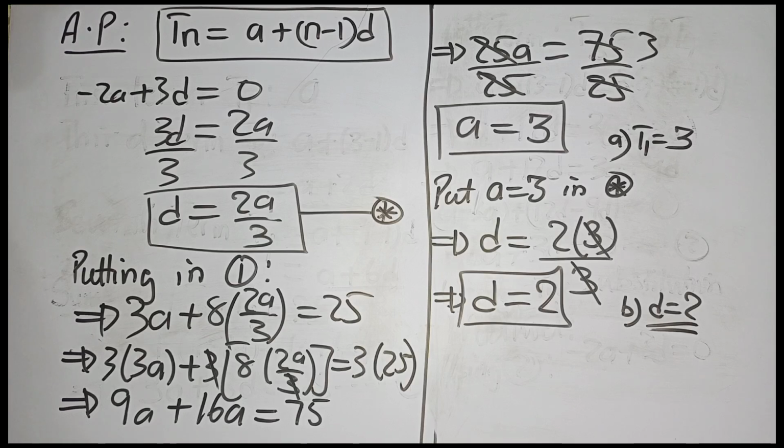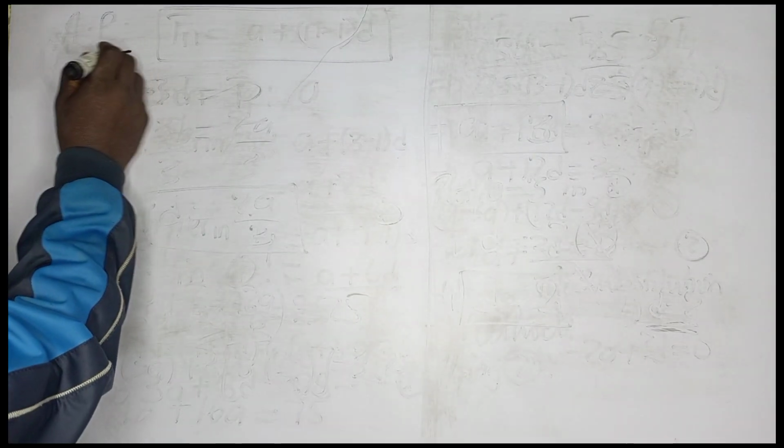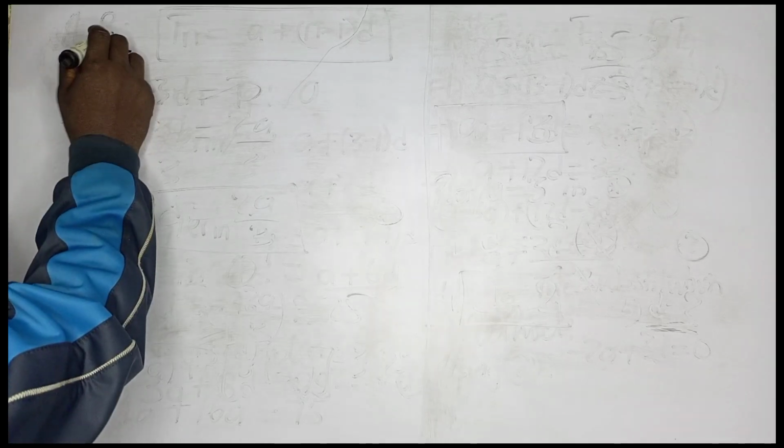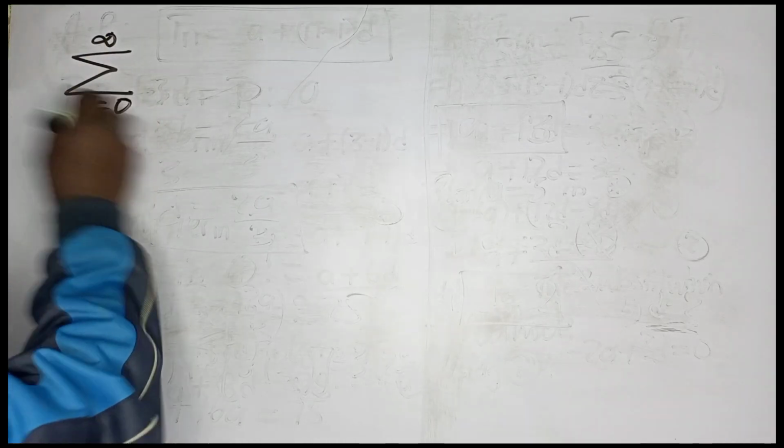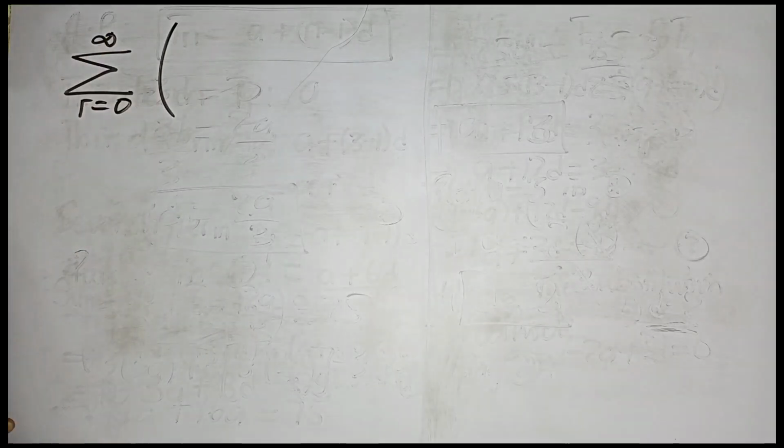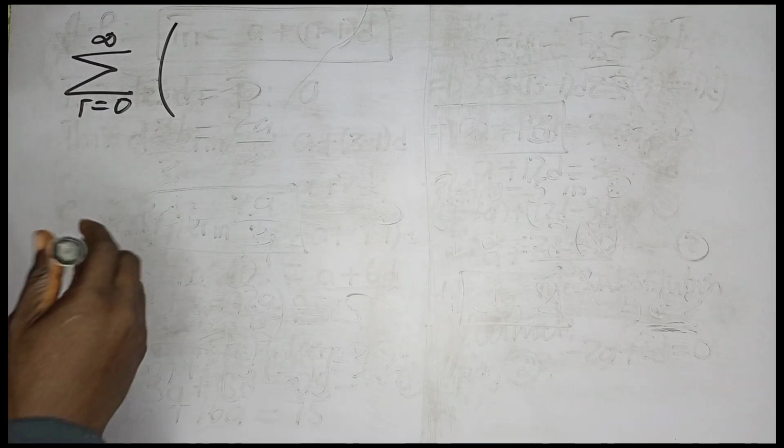The second question says find the set of values of x for which the series, the sum from r equals 0 to infinity of 3x all over 2 plus x all raised to the power r, is convergent. We're told that this series is convergent. So we should find the set of values of x for which this series is convergent.